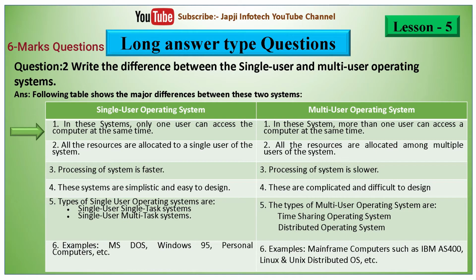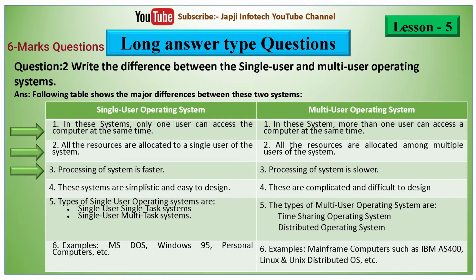The first one is, in single user operating system, only one user can access the computer at the same time, whereas in the multi-user operating system, more than one user can access a computer at the same time. Second one is, in the single user operating system, all the resources are allocated to a single user of the system, whereas in the multi-user operating system, all the resources are allocated among multiple users of the system.